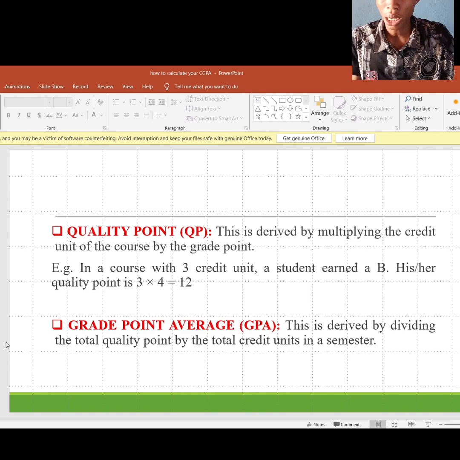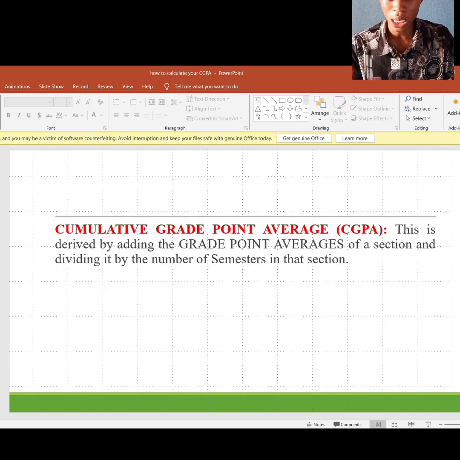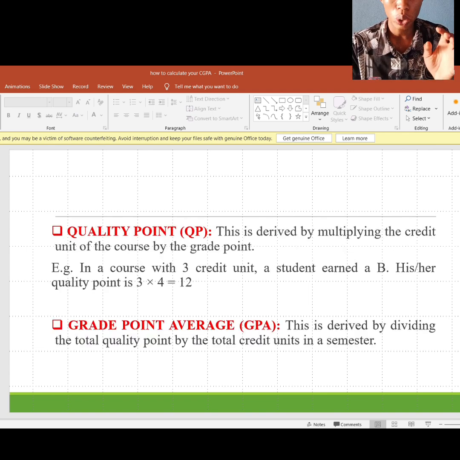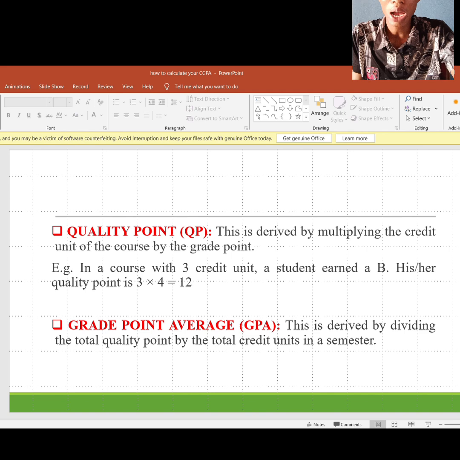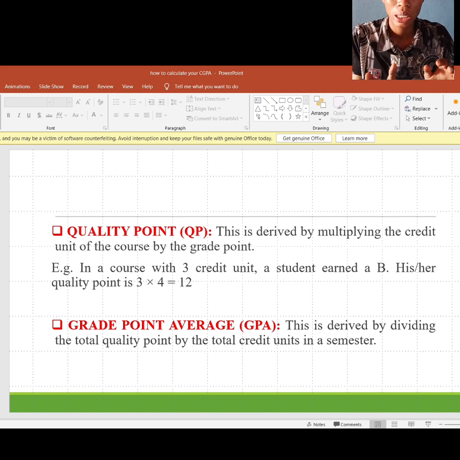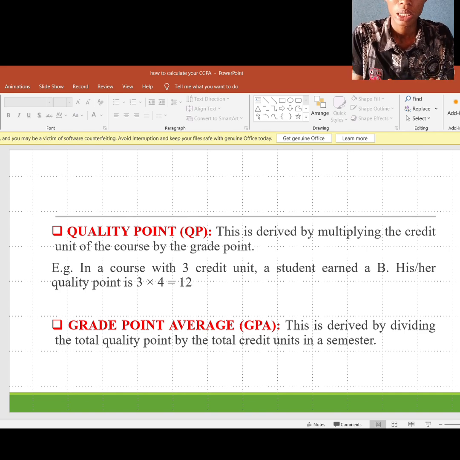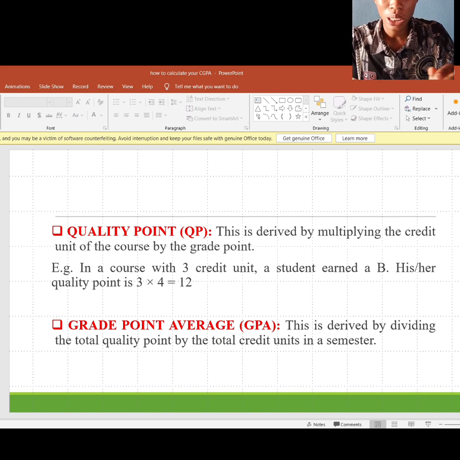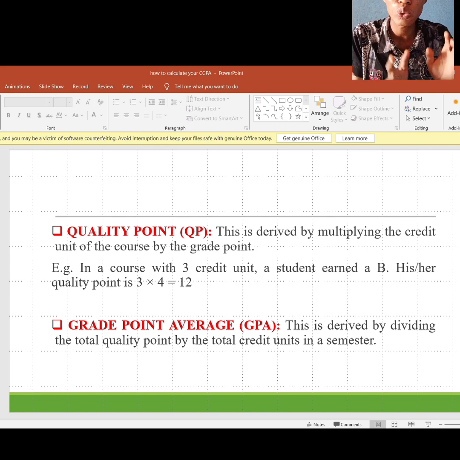Now, after you've gotten that, to get the grade point average, what you do is this. First, calculate all your quality points by multiplying the credit unit of the course by the grade points. Now, after getting all the quality points, you divide the total quality points by the total credit unit.